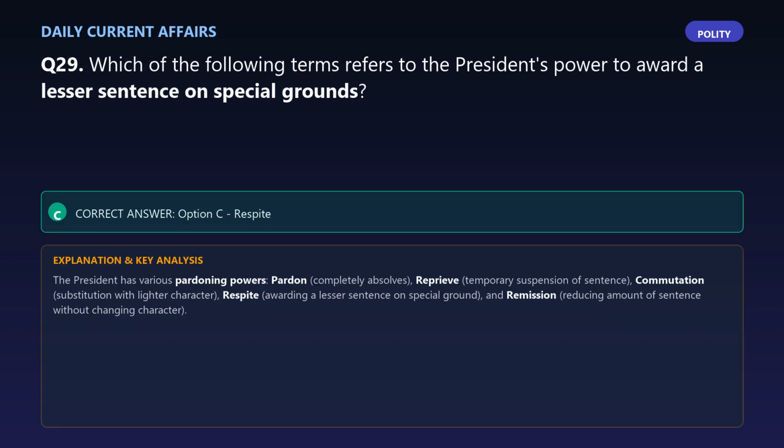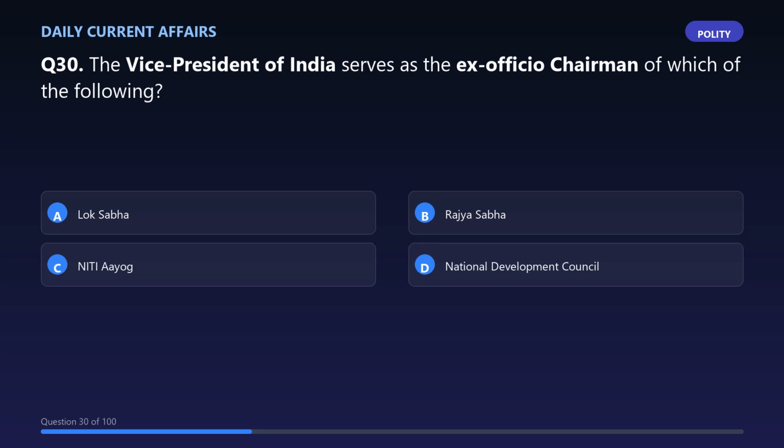The correct answer is option C, respite. Explanation: the President has various pardoning powers: pardon, which completely absolves; reprieve, temporary suspension of sentence; commutation, substitution with a lighter character; respite, awarding a lesser sentence on special ground; and remission, reducing the amount of sentence without changing its character. Question 30. The Vice President of India serves as the ex officio chairman of which of the following?